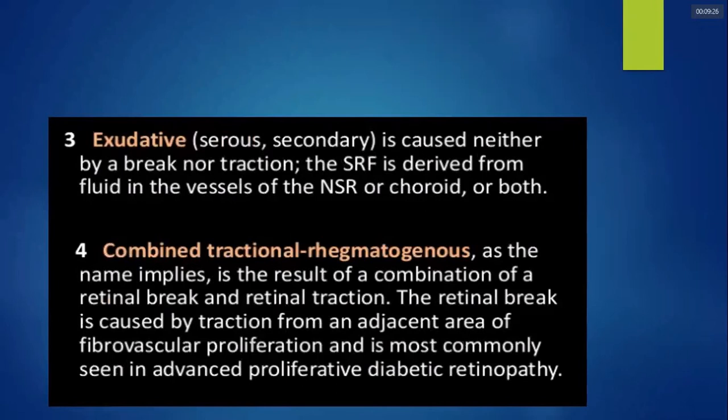And the other is a mixed type, or combined tractional and rhegmatogenous retinal detachment. As the name implies, it results from a combination of retinal breaks, and retinal traction force is also there. So retinal breaks are caused by traction from the adjacent area of the fibrovascular proliferation, and is most commonly involved in advanced proliferative diabetic retinopathy. This is almost an end stage of the diabetic disease, where proliferative diabetic retinopathy leads to both types of retinal detachment.